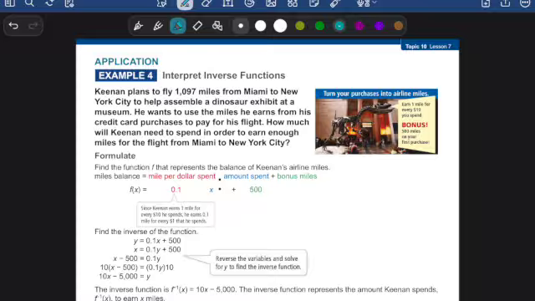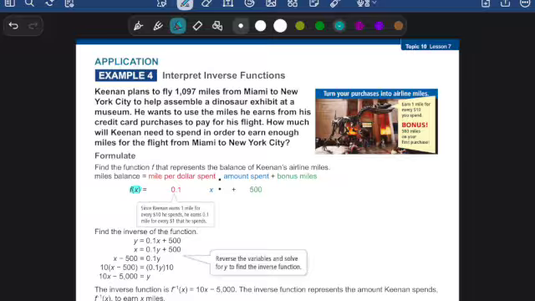So if we were to formulate our function that represents the balance of air miles he has, f of x is the balance of miles. It would be represented by the miles per dollar spent times the amount spent plus the bonus miles. Okay, so since he earns 1 mile for every $10 he spends, the inverse of that, so we're thinking of inverse functions, would be that he earns 1/10 of a mile for every $1.